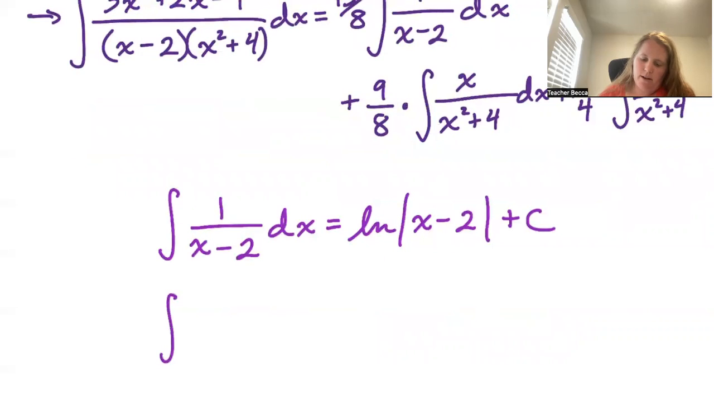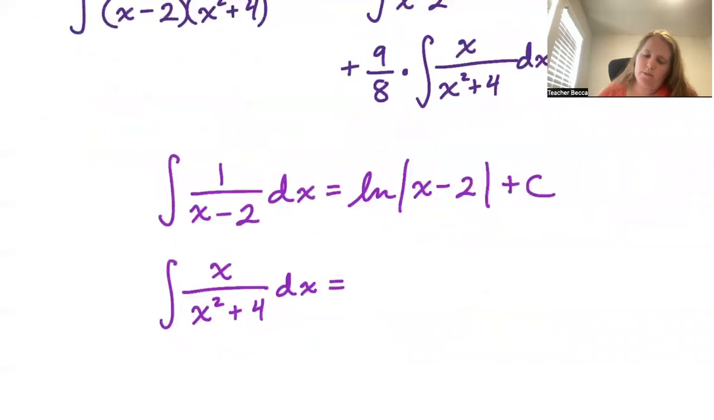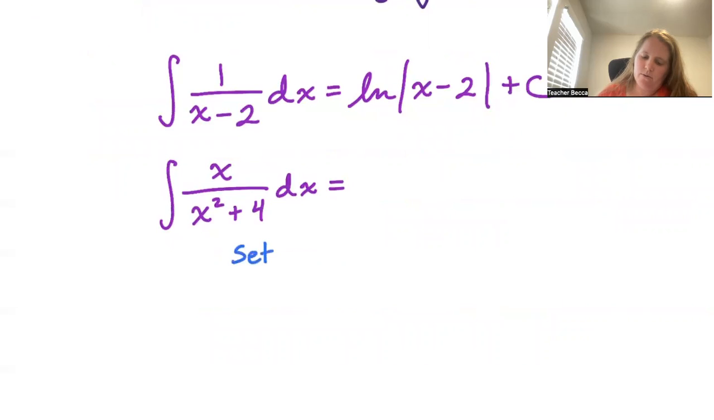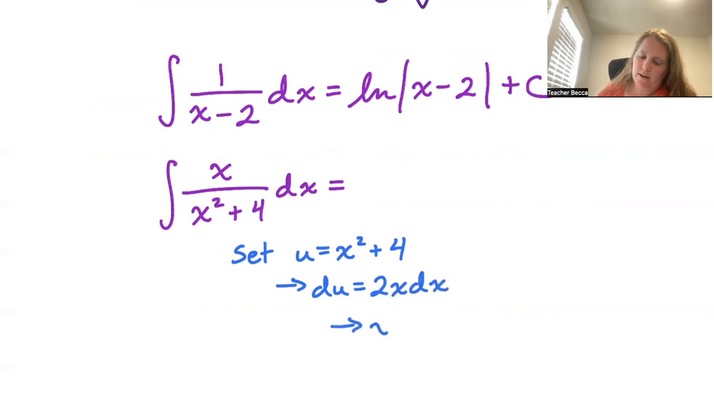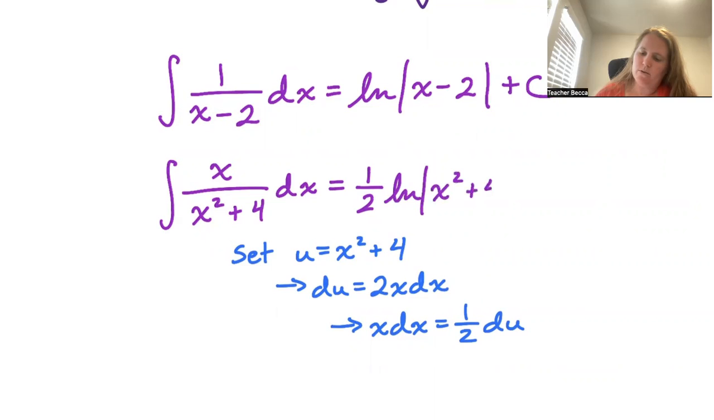The integral of x over x squared plus 4 dx. If we did u substitution, if we set u equal to that x squared plus 4, that gave us du was 2x dx, or x dx was 1/2 du. This wound up giving us 1/2 times the natural log of the absolute value of x squared plus 4, and then plus c.